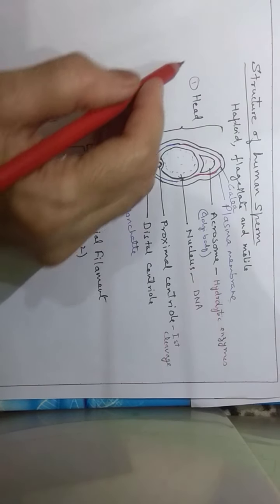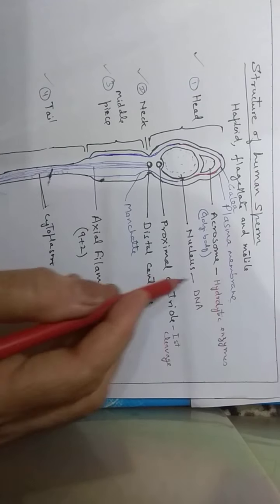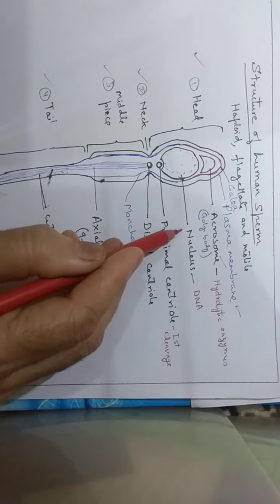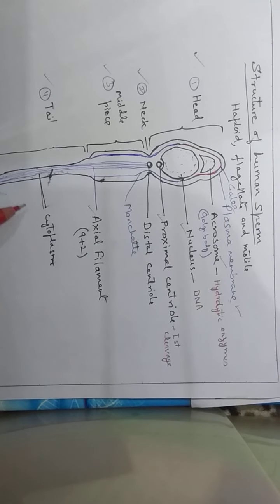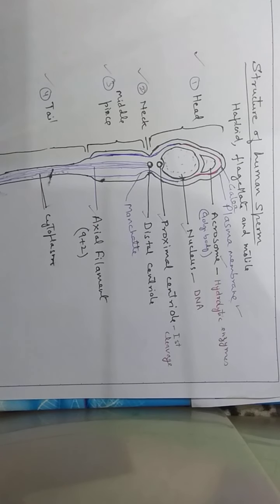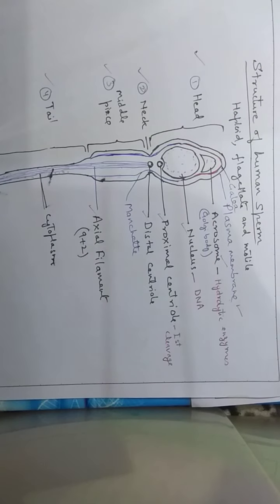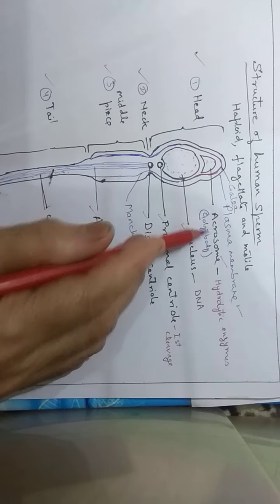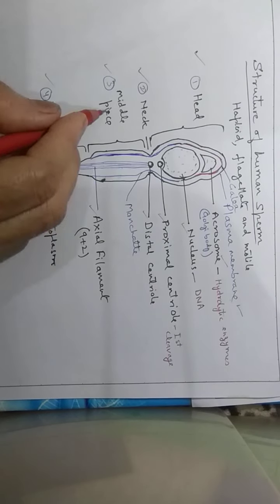You have to remember the parts of the sperm: the membrane, acrosome, nucleus, centriole, axial filament. These are the important parts which you have to remember, and you also have to remember the function of every part, like acrosome, nucleus, centrioles, and the very important function of the middle piece.